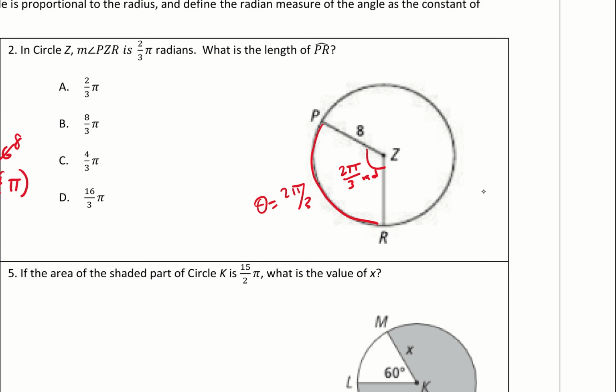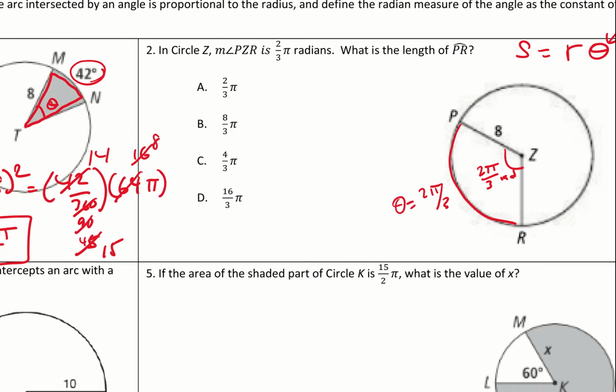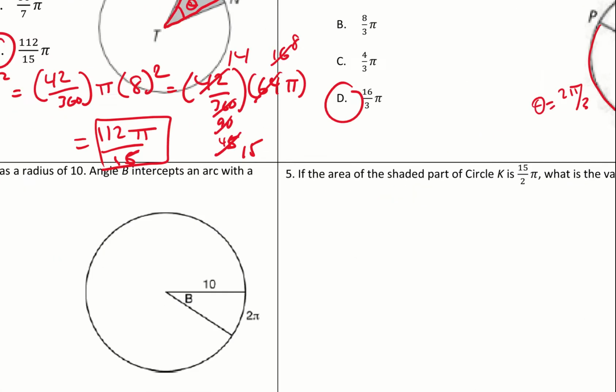The formula for the arc length in radians is the radius times the angle. And this angle has to be in radians for this to work, okay? So it's going to be the radius, which is 8, times that angle, which is 2 pi over 3. And that's it. So we get 8 times 2 is 16. So 16 pi over 3 is your response.